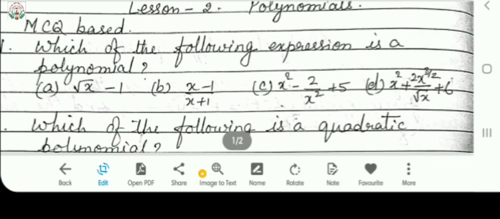Second one, x minus 1 upon x plus 1. You can see the denominator has x, so on rationalization also you will get the power as negative when it goes up, so that cannot be a polynomial. Third one, you can see x square minus 2 upon x square plus 5. Here also, when the x square variable goes up, it will be x to the power minus 2, means x square minus 2x to the power minus 2 plus 5. So if the power is negative, then it cannot be a polynomial. So C cannot be a polynomial.